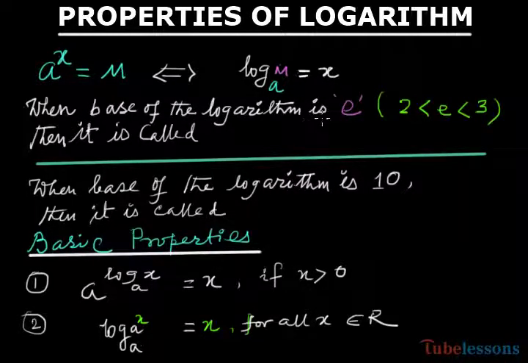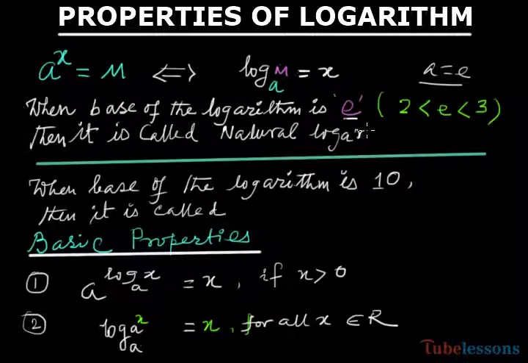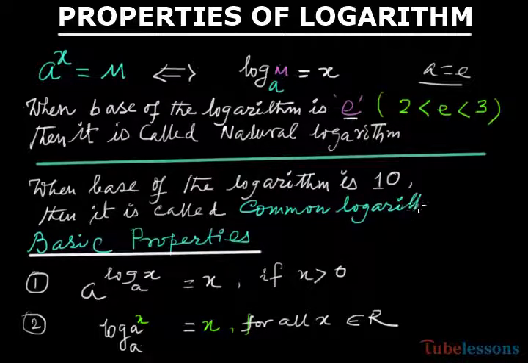Now, when the base of this logarithm is e, that is when a is equal to e, it is called natural logarithm. And when the base of the logarithm is 10, then it is called common logarithm. These are the two basic properties of logarithm.